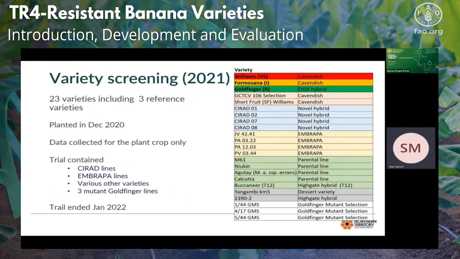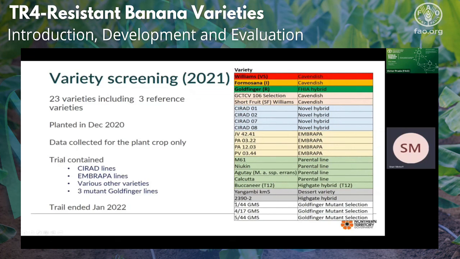We were hoping for an extension, but that didn't quite come to fruition, so I've only got the plant crop results. For this particular trial, we assessed 23 varieties, including the three references. We did have a couple of Cavendish, some more CRAD lines, some additions from the Embrapa program, and we also screened some parental lines and some more diverse lines.